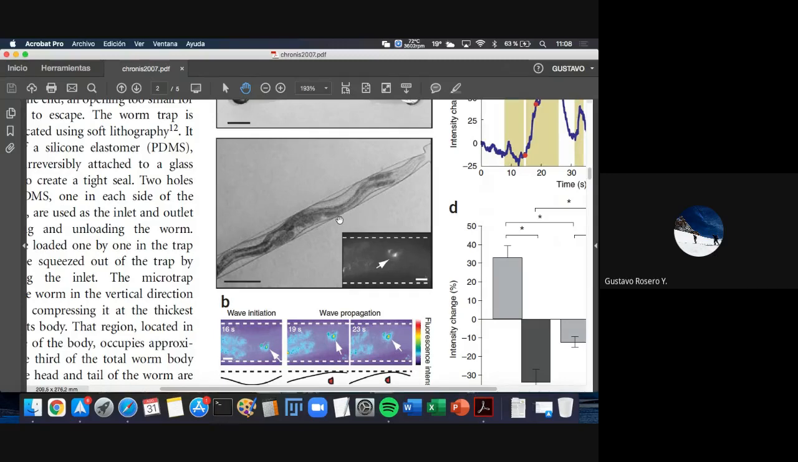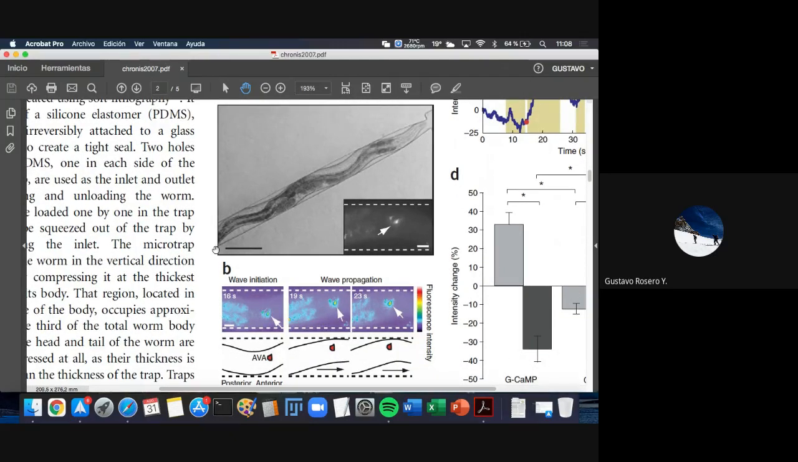And they use fluorescence because this C. elegans is genetically modified with a gene that produces fluorescence with their activity with calcium. It means that when the C. elegans move, they are able to get the image with fluorescence with activity of calcium.